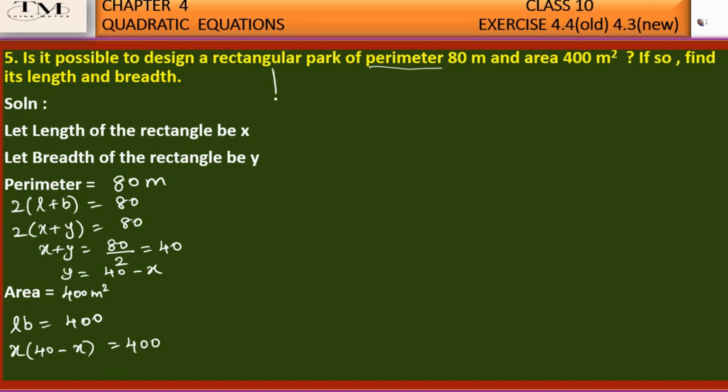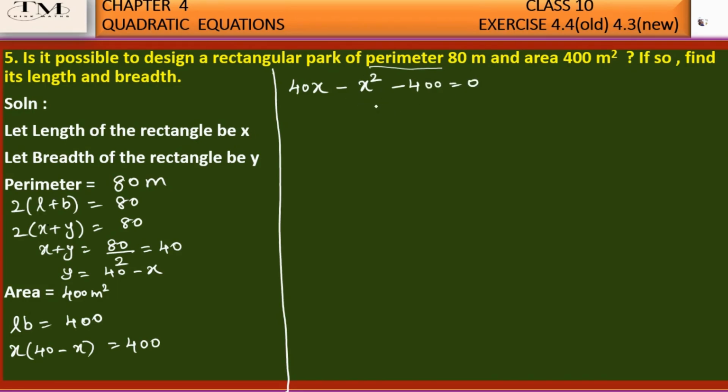Now we have to frame the quadratic equation. First multiplying 40 into x is 40x. Negative sign is there, so put here negative. X into x is x square. This 400, when it comes to left hand side, it will become minus 400 equal to 0.